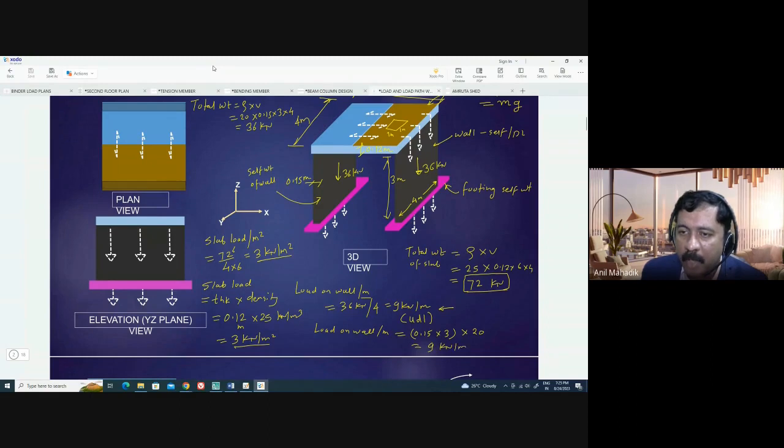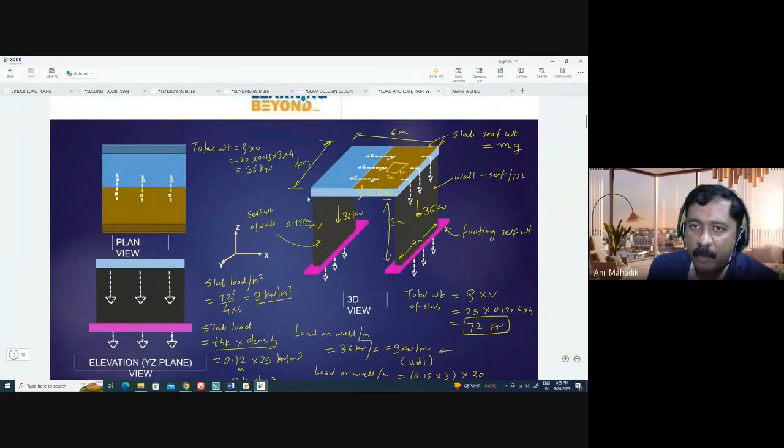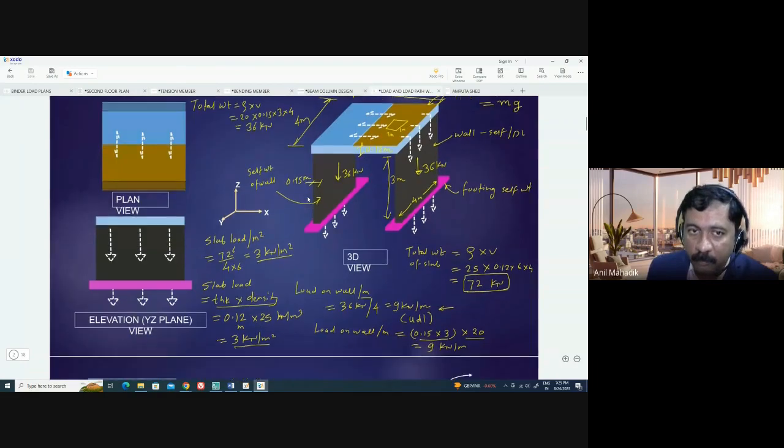Okay. So thickness into height into density. So this kind of methods we generally use whenever we do the calculation. For calculation of slab load, thickness into density. For calculation of wall loads, thickness into height into density. Okay. So this is the general methodology. Now, if I ask you how much load from slab on the wall will transfer per meter. Load on wall from slab per meter length of the wall.